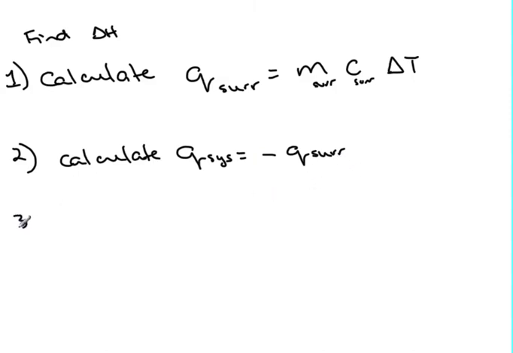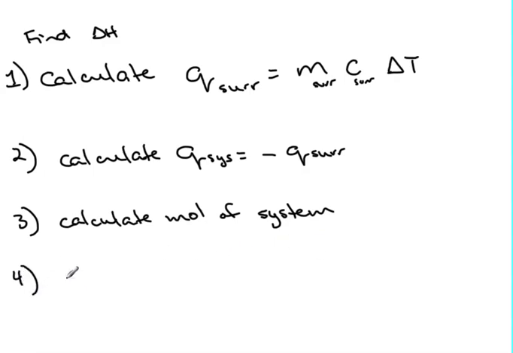In the third step, we calculate the moles of the system. Whatever the system is, we calculate how many moles of that system we have. On step 4, we take the Q of the system and divide it by the moles of the system, and that will give us delta H, or the enthalpy per mole. Again, if you have any questions, make sure you ask in class.